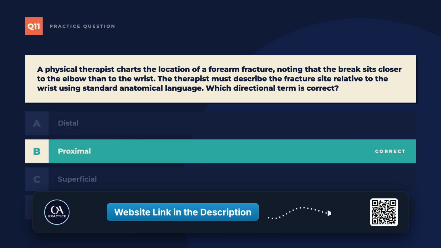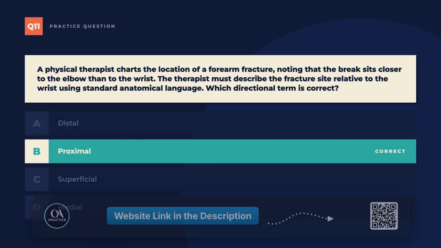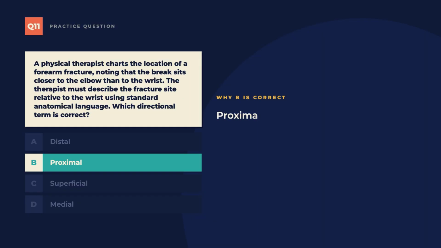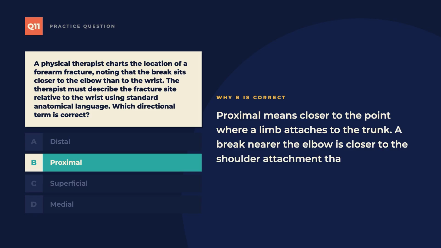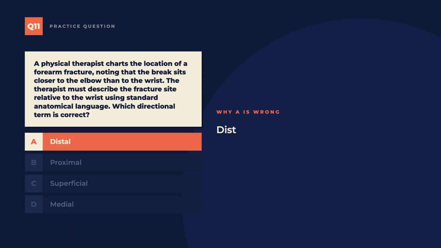The correct answer is B. Proximal. B is correct because proximal means closer to the point where a limb attaches to the trunk. A break near the elbow is closer to the shoulder attachment than the wrist is, so it is proximal to the wrist. A is wrong because distal means farther from the point of limb attachment.